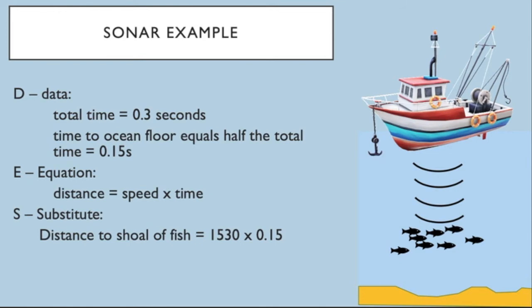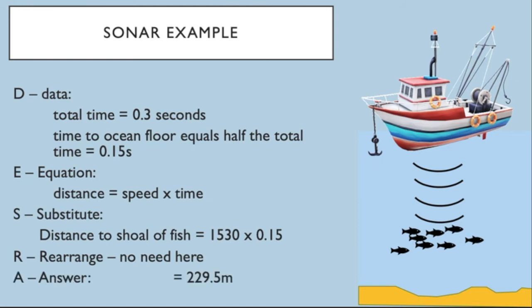So the distance to the shoal of fish is going to be 1,530 times 0.15. In this case, we don't need to rearrange. And so our answer is going to be 229.5 meters. So the distance to the shoal of fish is 229.5 meters in this case.